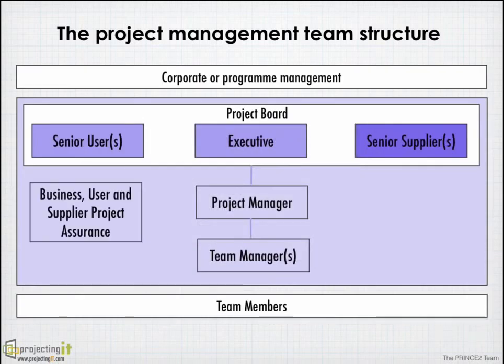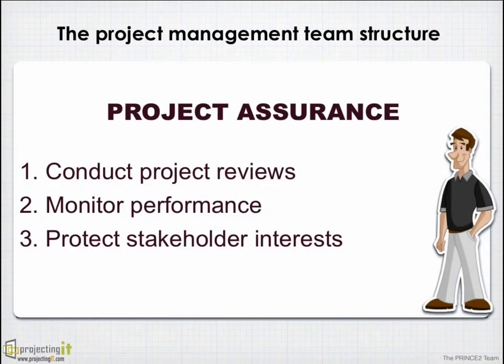And then we have the project assurance, which actually comprises 3 roles: the business assurance, the user assurance, and the supplier assurance. They work for the project board. They ensure that the stakeholder interests are protected. The project assurance ensures that regular reviews of the projects are conducted. They review the project independent of the project manager. They monitor the performance of the project, ensure that the strategies and controls are in place, and that the stakeholders are engaged and involved throughout the project. They report to the project board.